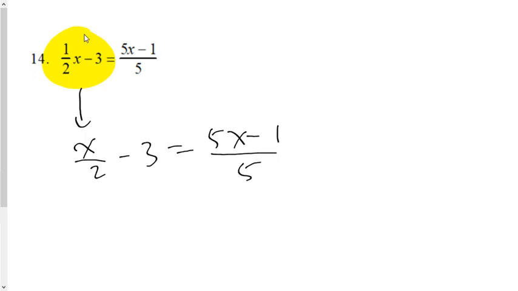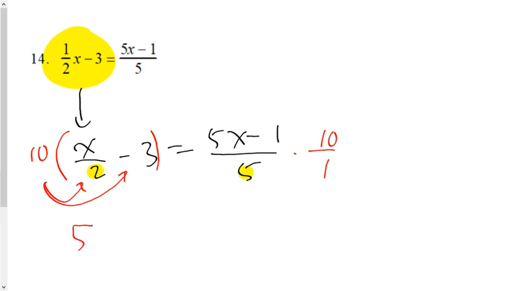I have a denominator of 2, a denominator of 5. Don't like fractions. I'm going to multiply this side by 10. I'm going to multiply this side by 10. What's half of x multiplied by 10 in your head? That's really easy. Half of x multiplied by 10 is 5x. -3 multiplied by 10 is -30.